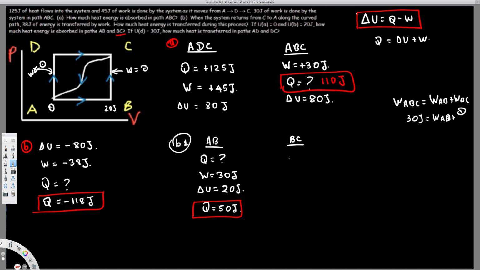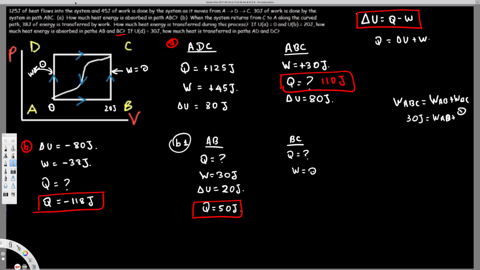BC, right? So they are asking for the Q at BC. Do we know the W? W is 0, right? Q, W is 0 because we know the volume is constant. Whenever we have a vertical line in a PV diagram, that's always 0. So this is 0. We have to know the delta U.